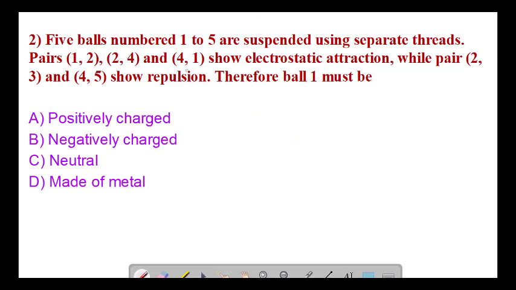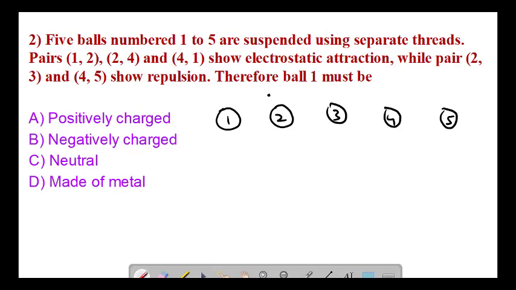Next is question number 2. 5 balls numbered 1 to 5 are suspended using separate threads. Pairs 1,2; 2,4; and 4,1 show electrostatic attractions, while pairs 2,3 and 4,5 show repulsion. Therefore, ball 1 must be. So we have 5 balls. Let us take ball 1, this is 2, 3, 4 and 5. We are numbering them 1, 2, 3, 4 and 5.